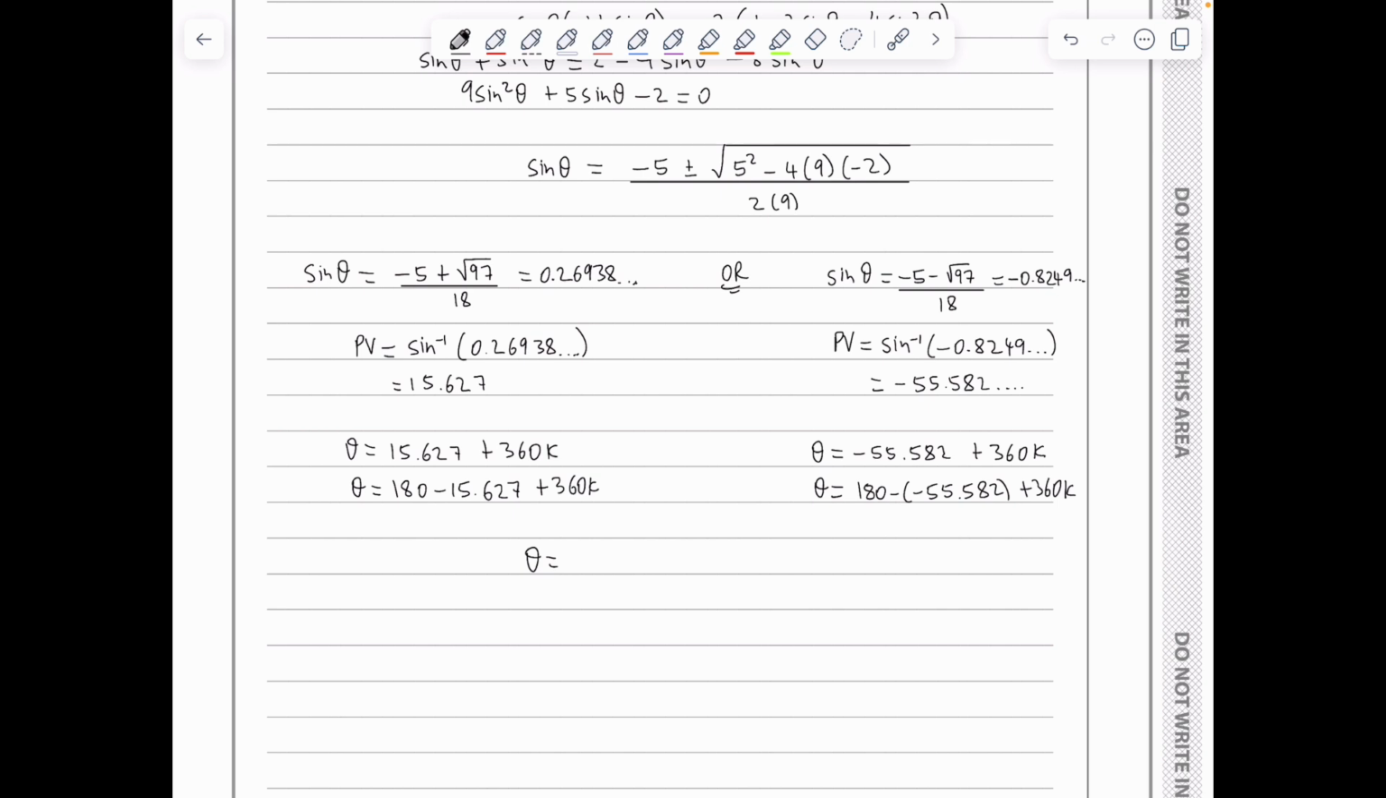I get an answer for theta which is 15.6 and also 164.4. Whereas if I put k to be 1 here, I get 304.4. And if I put k to be 0 in the last equation, I get 235.6, a total of 4 solutions for this trigonometric equation.